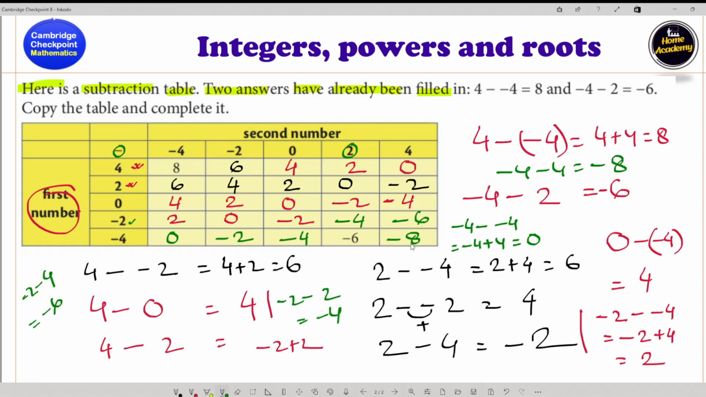So thank you very much for being with me. We solved a very interesting table, which is first number minus second number. Okay, so if you face these kinds of questions in the examination hall, you will solve them, because you already know that minus and minus is a plus, minus and plus is a minus, plus and minus is a minus. So if you know these rules, you can solve these kinds of tables.